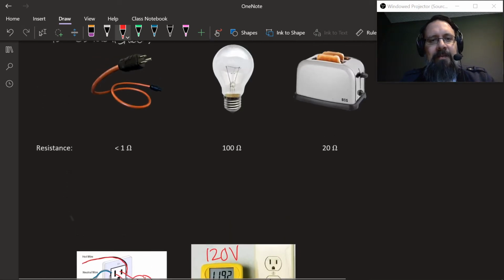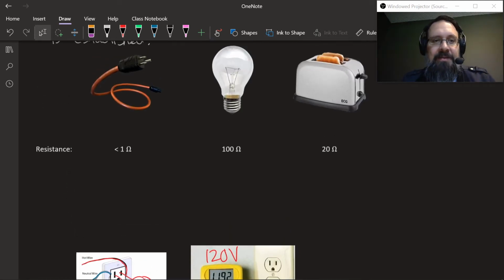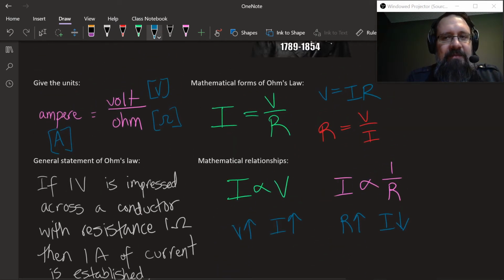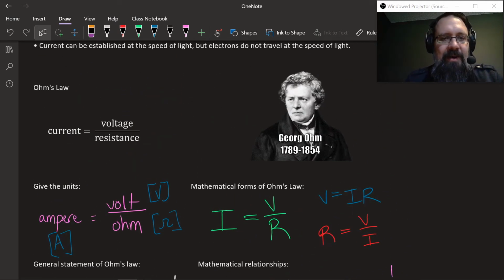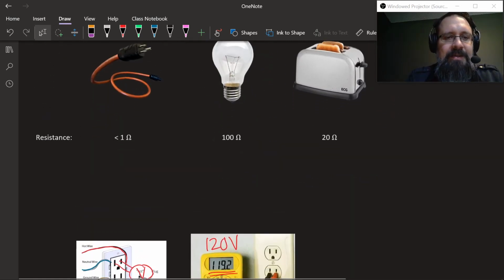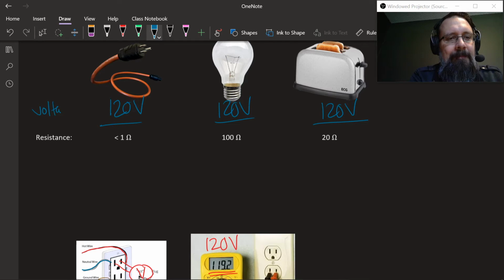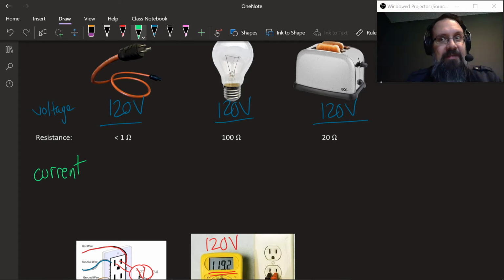So if we come back up here and we think, all right, let's have these devices plugged into the wall. So that means that we have the voltage divided by the resistance, and we know that the voltage is 120 volts. So if all of these guys are operating at 120 volts, we can calculate what the current in these devices would be by simply dividing them. So this is our voltage. And so now we can calculate the current by using Ohm's law. So to find the current, we just take the voltage divided by the resistance.